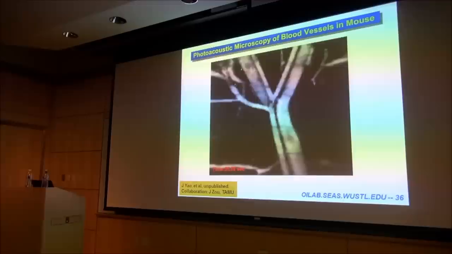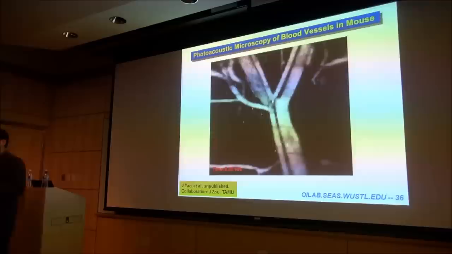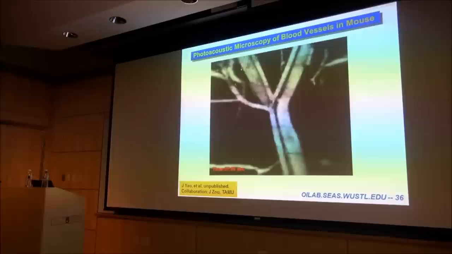That's an extremely interesting one. That's pretty big because this vessel is several hundred microns in diameter. And this is obviously a vein, this narrow one is an artery. So you can see the capability of this system.